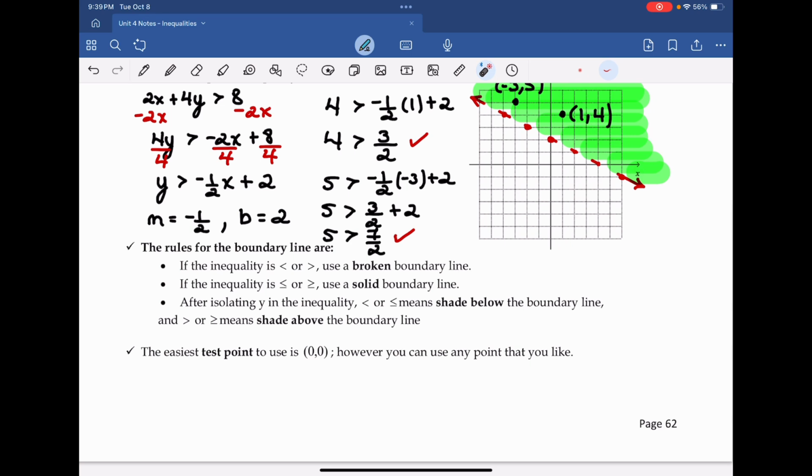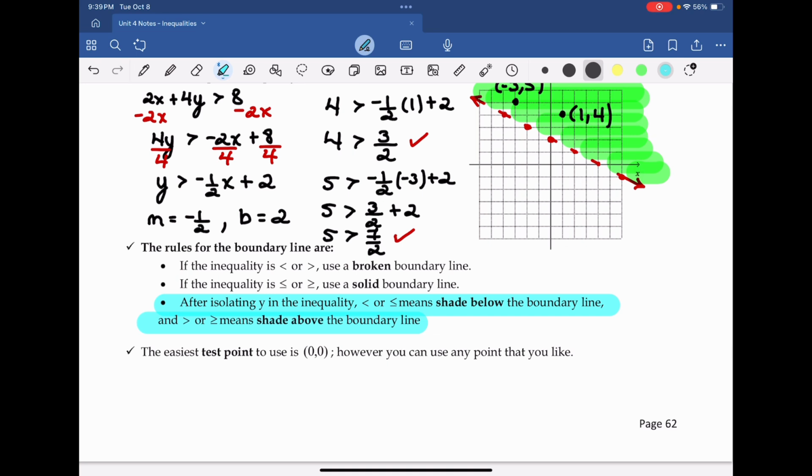And then simply for this one, if we know that it's greater than, we're going to shade above. And so maybe we just highlight that piece here, because I think this is an extremely important note. After isolating for y, then we shade above or below depending on the direction of the inequality.